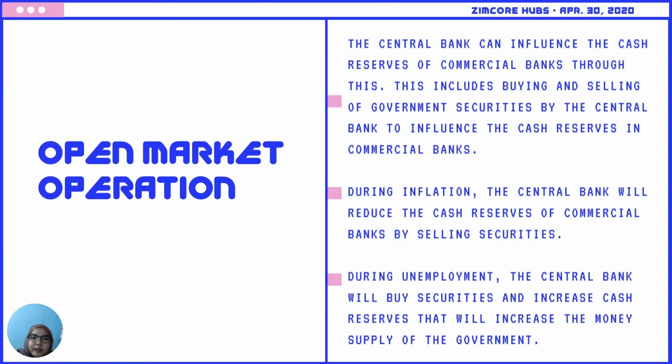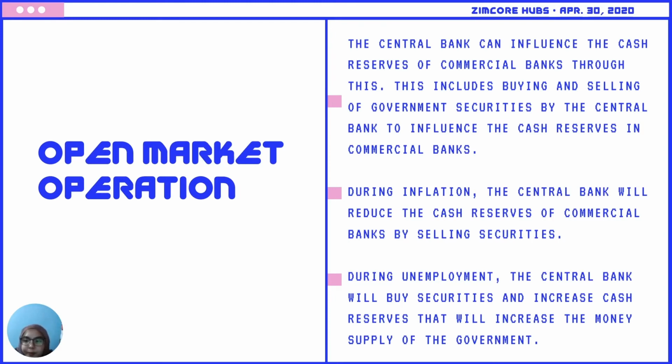The first one is open market operation, or in short OMO. In this operation, the central bank can influence the cash reserves of commercial banks. This operation includes buying and selling of government securities by the central bank to influence the cash reserves in commercial banks.